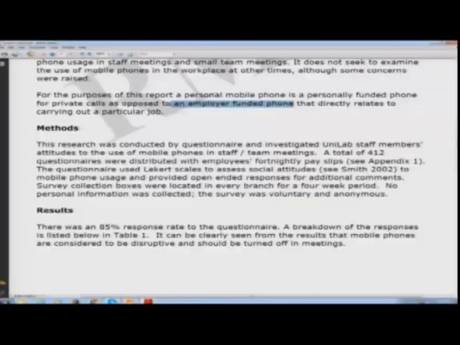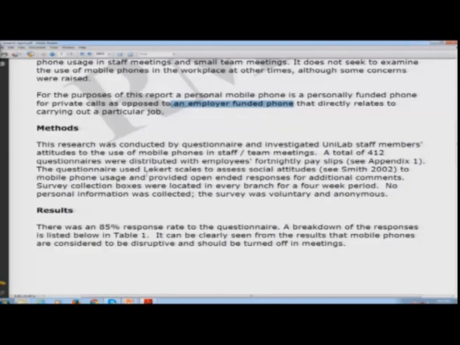Okay. The next section, methods. This research was conducted by questionnaire and investigated Unilab staff members' attitudes to the use of mobile phones in staff team meetings. A total of 412 questionnaires were distributed with employees' fortnight pay slips, see Appendix 1.